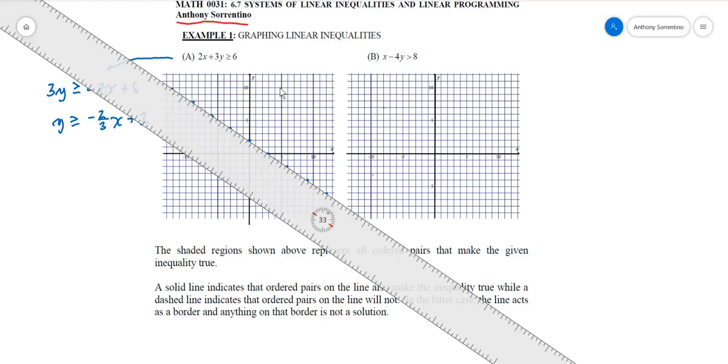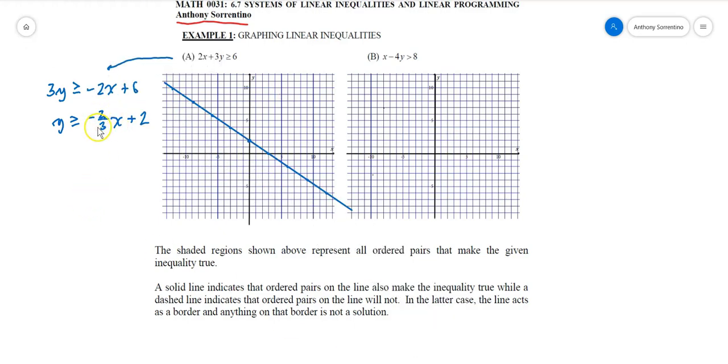So things along the line are included, which means I'm going to draw this as a normal solid line, as I normally would. And because I have this in slope-intercept form, the fact I have a greater than means I should shade above the line. Any ordered pair in that region would make this inequality true, more than likely producing things that are greater than 6.